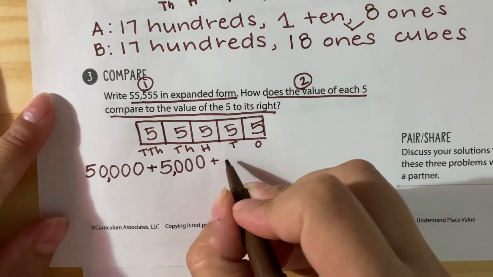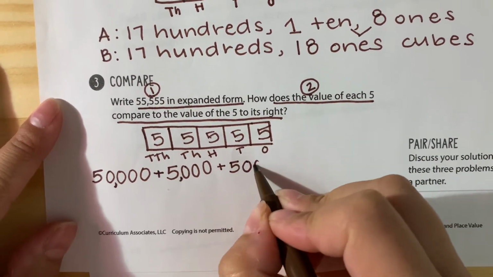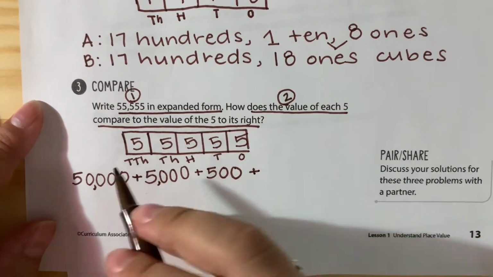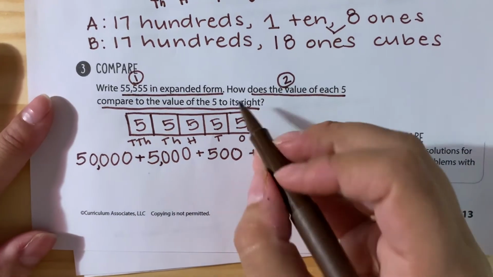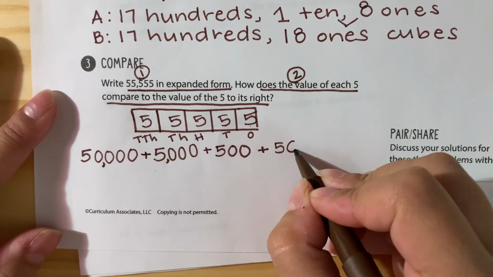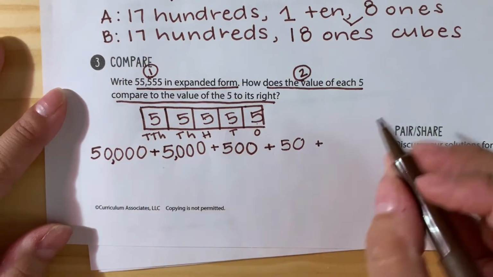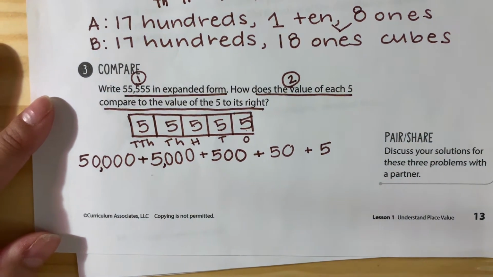Okay, then the hundreds. 2 zeros, so we're going to add 2 zeros. You should start noticing a pattern as we work down the place value chart. So then the tens, we have a 5 with 1 place value to its right, so we get 1 zero. And then we have 5 ones. There's nothing to the right, so it just stays 5.